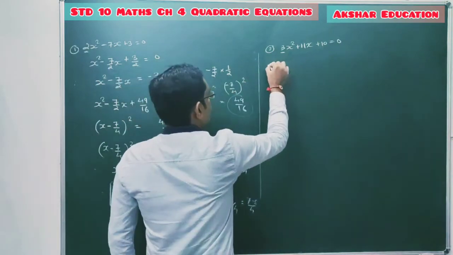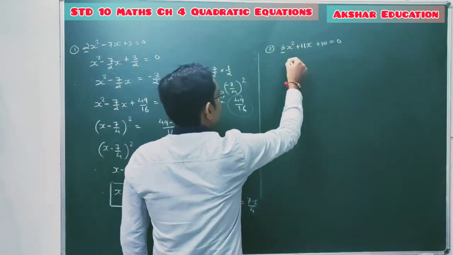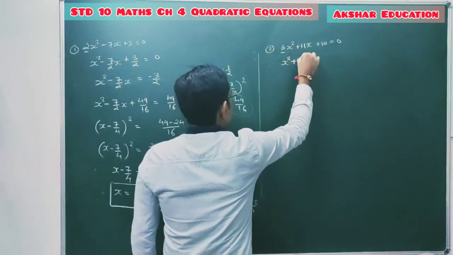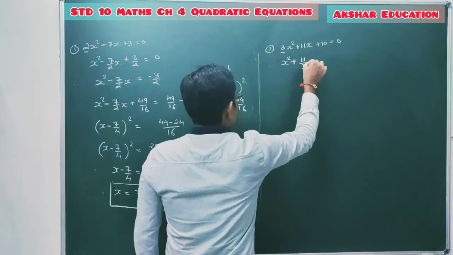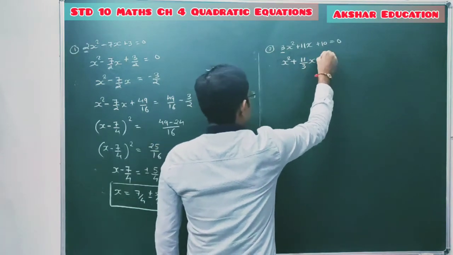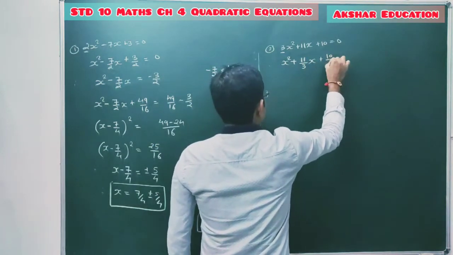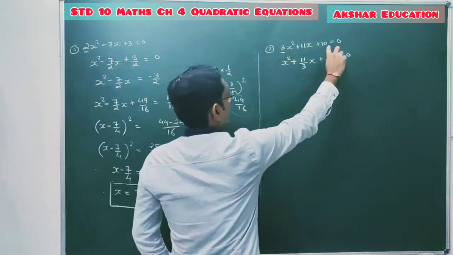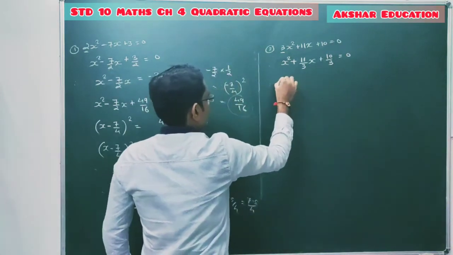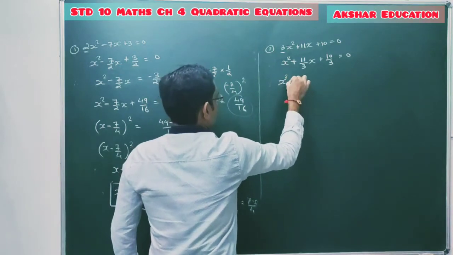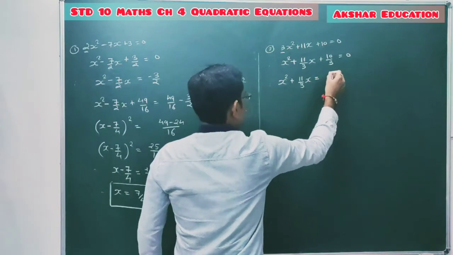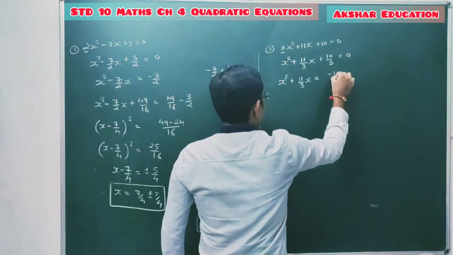So dividing on both sides by 3, we are getting x square plus 11 by 3x plus 10 by 3 equal to 0. Now take this constant term to the right hand side, and therefore we are getting x square plus 11 by 3x equal to minus 10 upon 3.